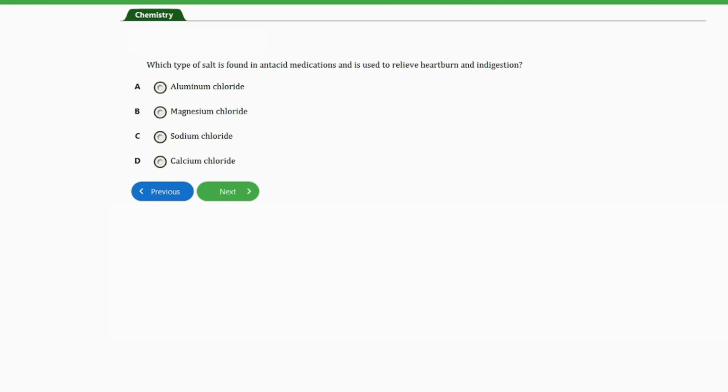So magnesium chloride is used in antacid medication to relieve heartburn and indigestion.